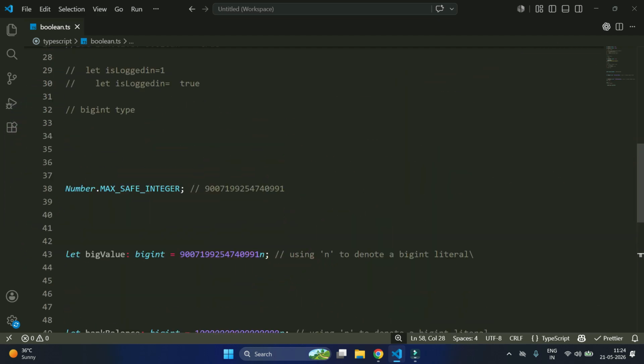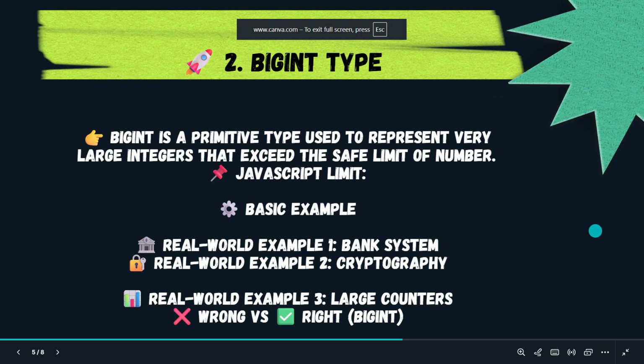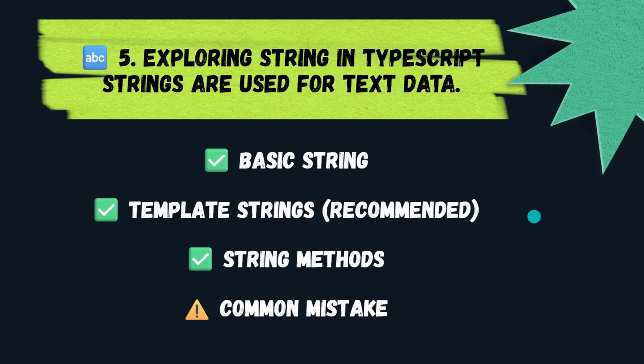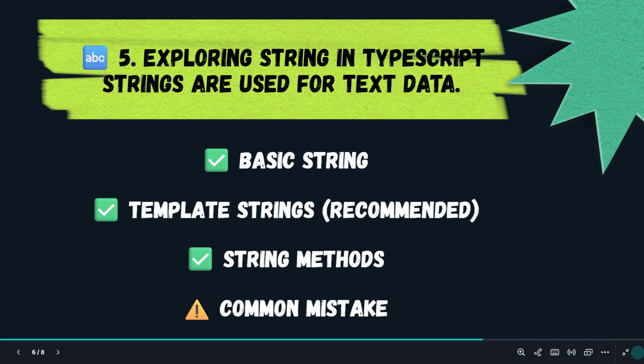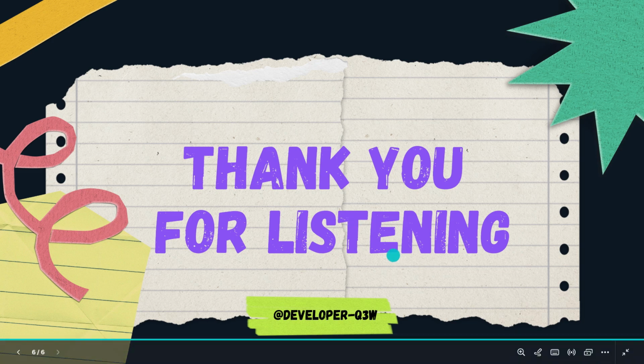So it is simple, just about your BigInt. You see, in banking systems and cryptography you can use it. That is all about your BigInt and booleans. Boolean controls your logic, while BigInt handles massive numbers safely. Master both and you will write stronger, bug-free TypeScript code. So thanks for watching. I will see you in the next one.